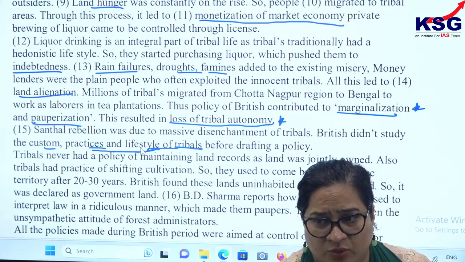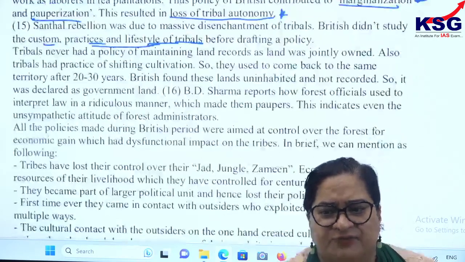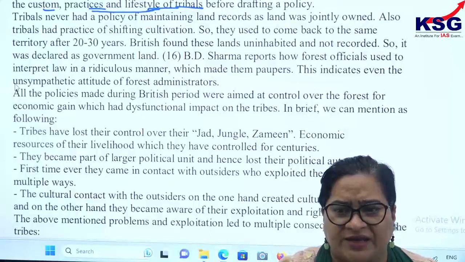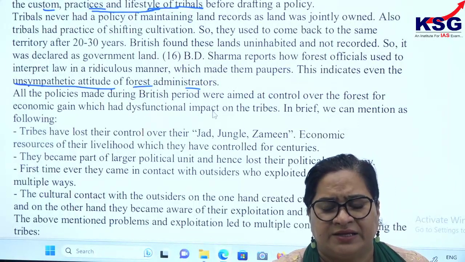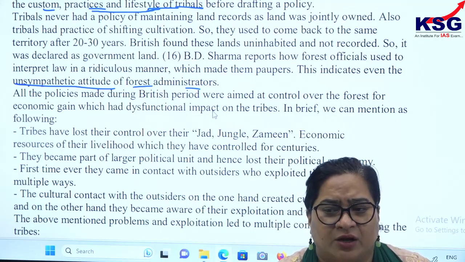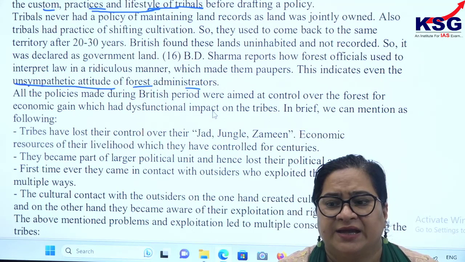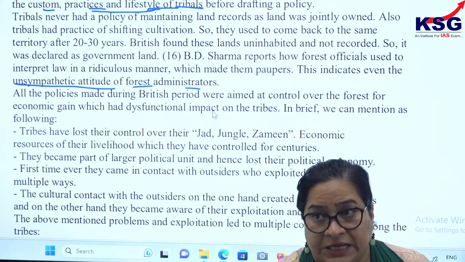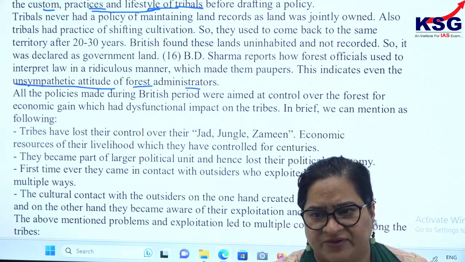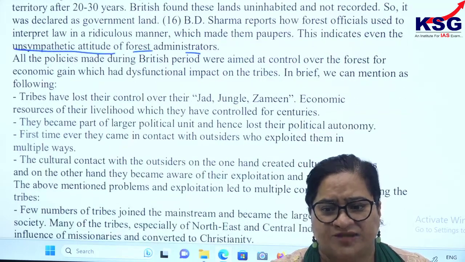Again, B.D. Sharma reports how the forest officials used to interpret laws in a very ridiculous manner, because of which the tribals were further marginalized, and that also led to an unsympathetic attitude of the forest officer. So all this led to tribal unrest and friction. We can see that when they lost their control, which is also referred to as Jad Jungle Zameen. Jad means your roots, jungle means the forest, and Zameen means the land which they were cultivating as a consolidated community. So all those possibilities could be visible in this given situation, and because of which the economic resources of their livelihood were getting compromised.